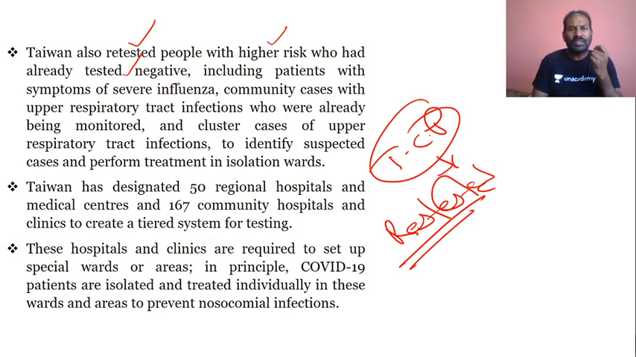The ones who have severe influenza or community cases in regards to respiratory tract infection, because SARS is a respiratory disease. SARS attacks the respiratory tract. And Taiwan has designated 50 regional hospitals and medical centers and 167 community hospitals and clinics to create a tiered system for testing. This is what is important.